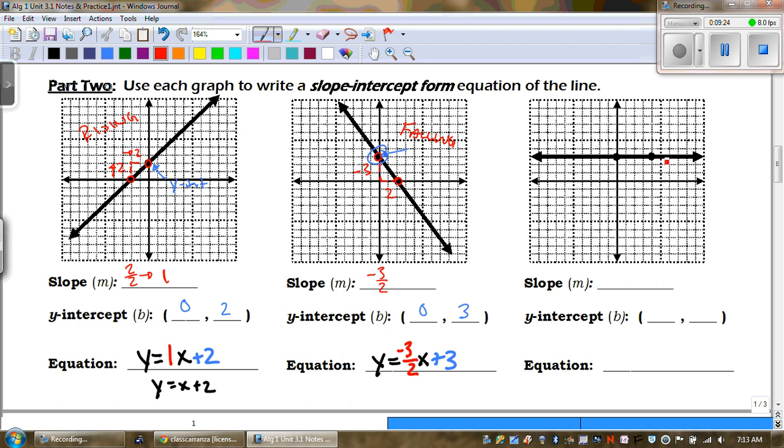We just talked about special cases. It's a horizontal line. Horizontal lines have a slope of 0. We do have a y-intercept. It's right there. That's at (0, 3). And this is a special case. Horizontal lines are y equals graphs or equations, and this is y equals 3. Okay?